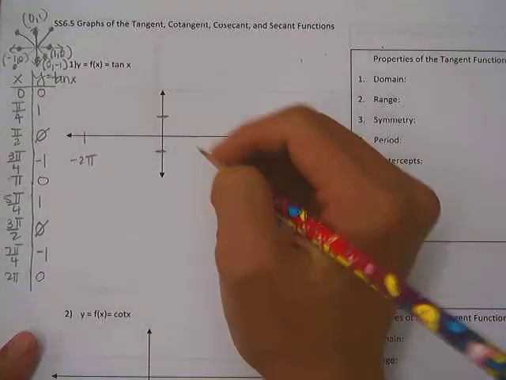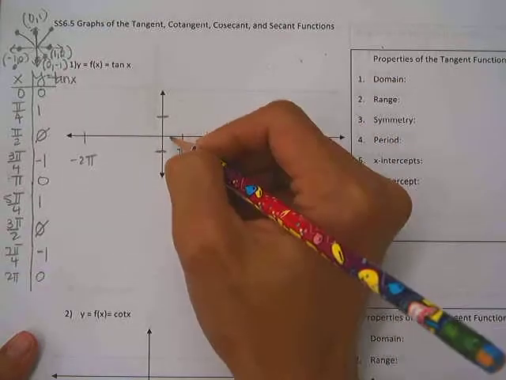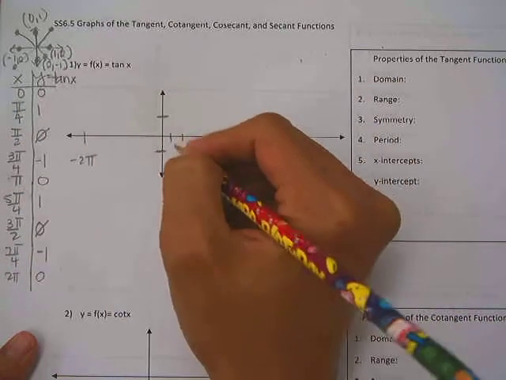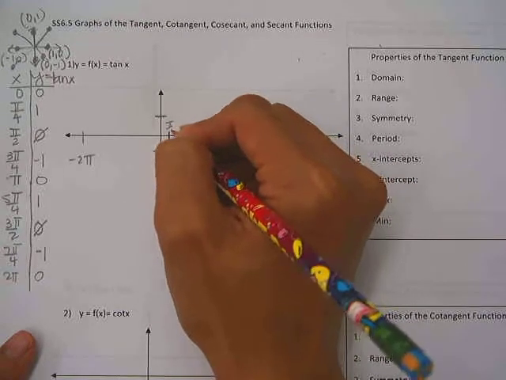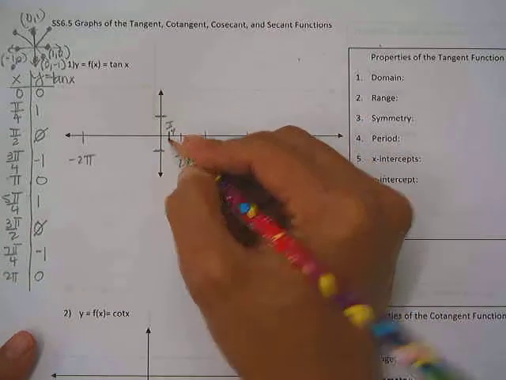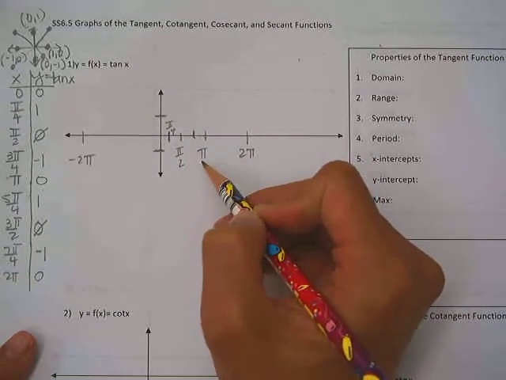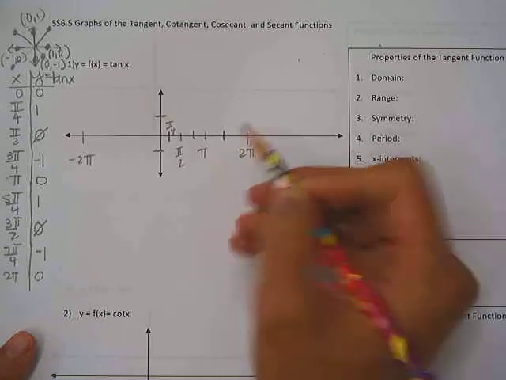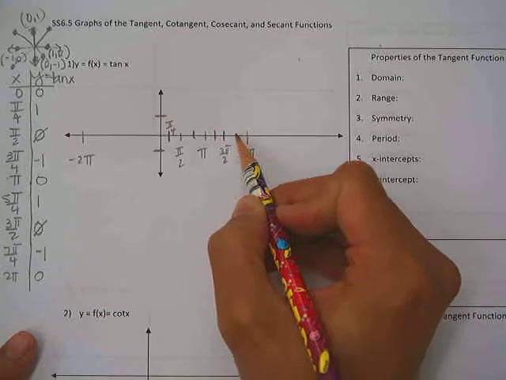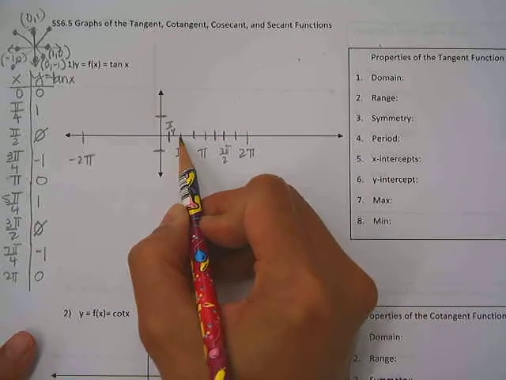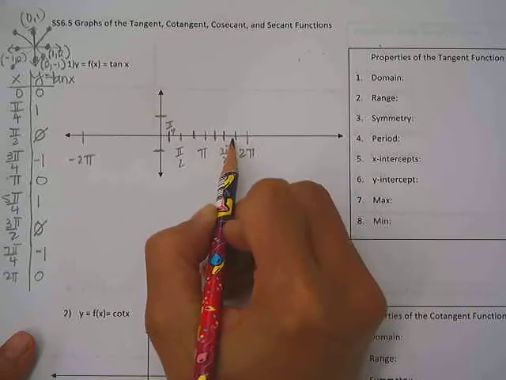Here's a pi. Here's pi over 2. Half of pi over 2 is a quarter, which is pi over 4. So this is 1 pi over 4, this is 2 pi over 4, this is 3 pi over 4, and 4 pi over 4 reduces to a pi. This is 3 pi over 2 right here. This is 5 pi over 4. 1 pi over 4, 2 pi over 4, 3 pi over 4, 5 pi over 4, 6 pi over 4, 7 pi over 4, 8 pi over 4.